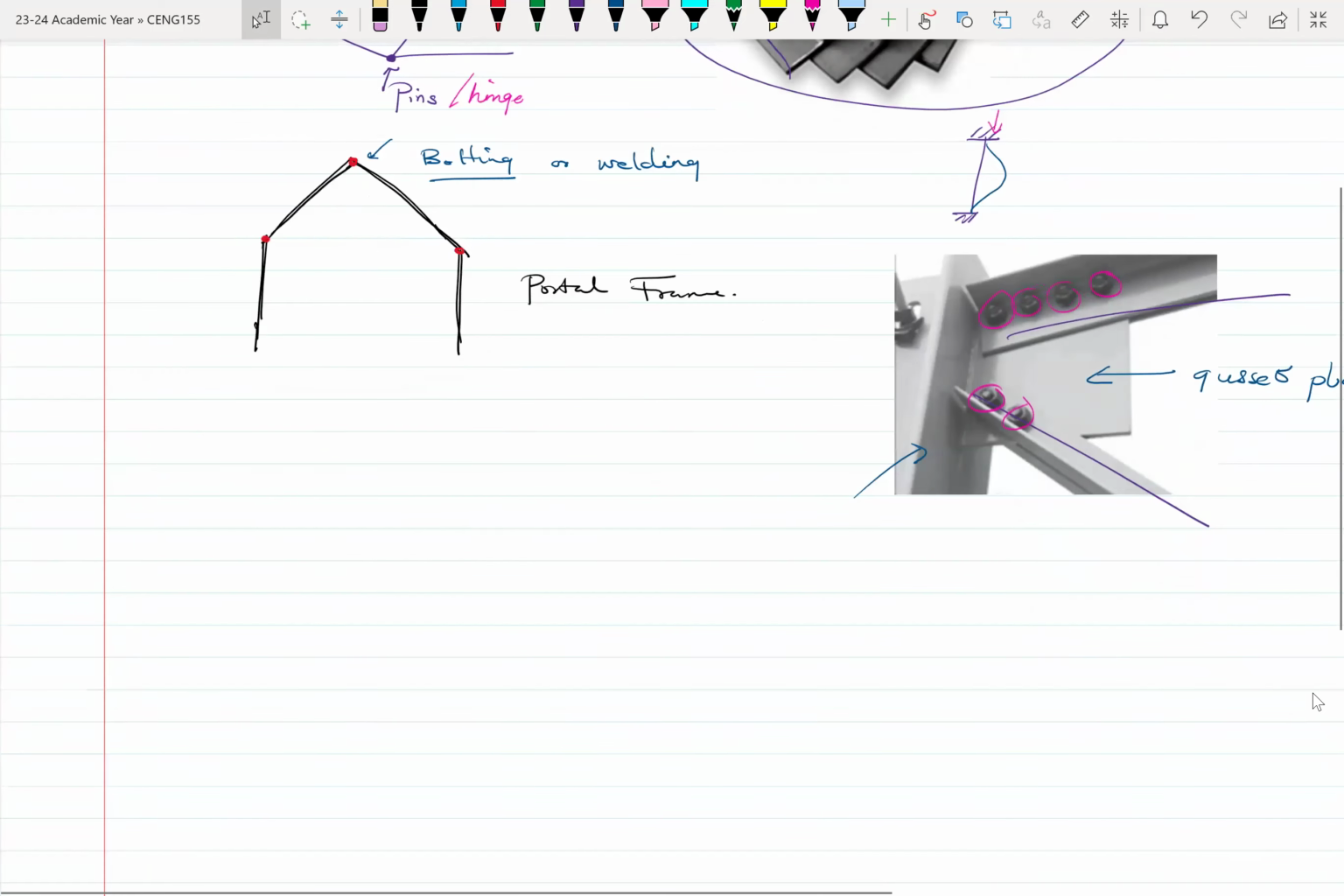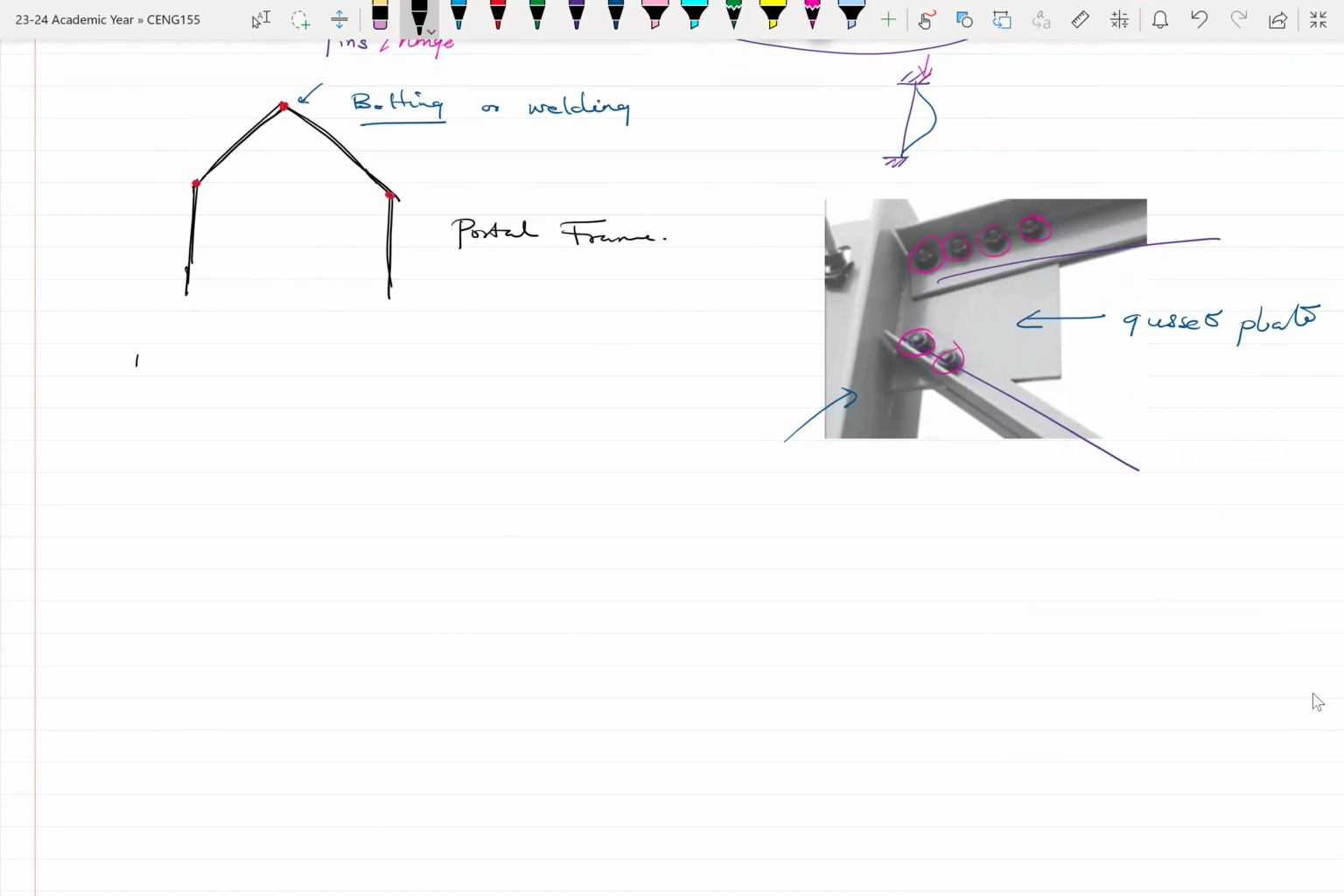All right. So we have roof trusses, and also bridge trusses. All right. So here's an example of a roof truss with some critical information available to us.